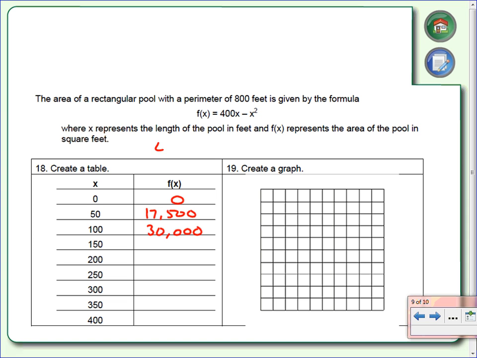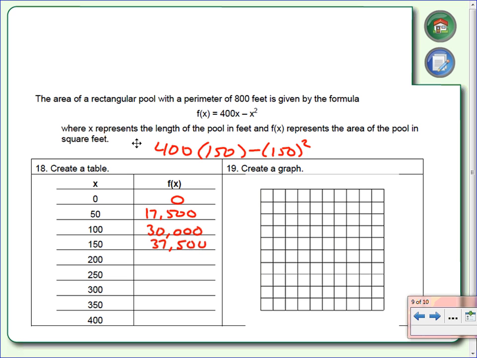Let's do one more here together. Next number I'm plugging in is 150. Put that one into your calculator, and you get 37,500. There you go.